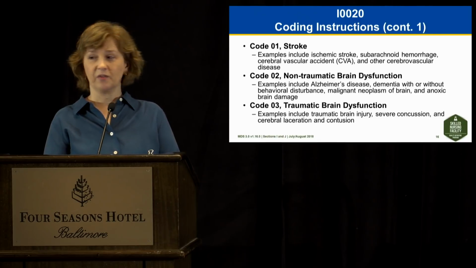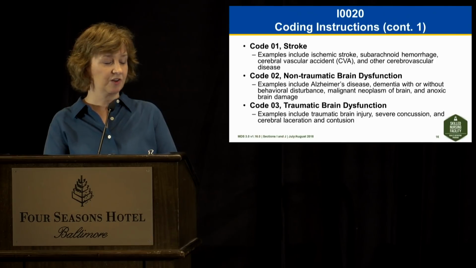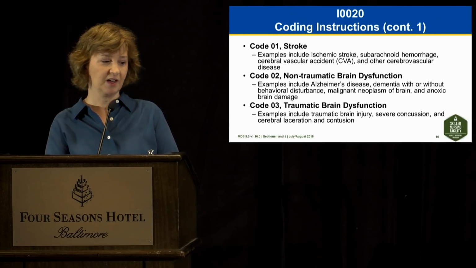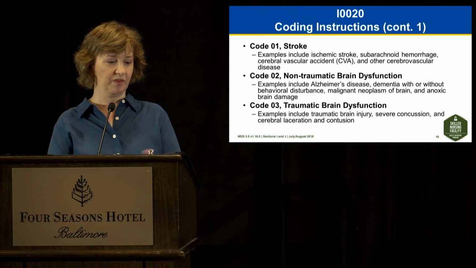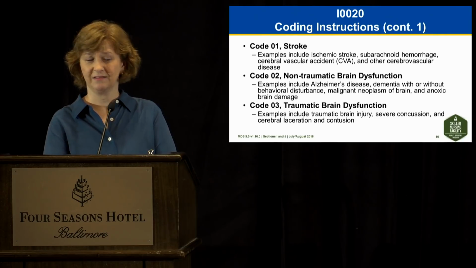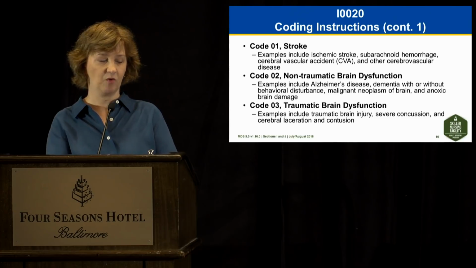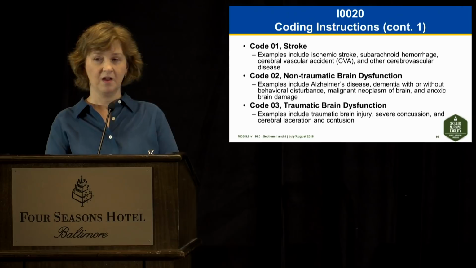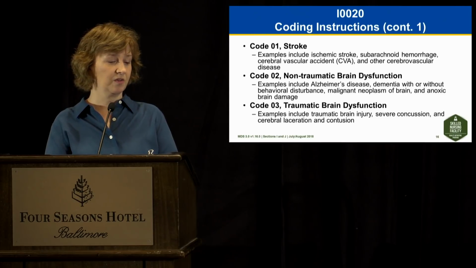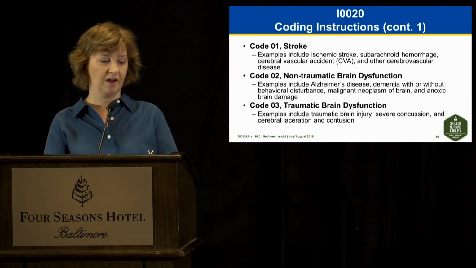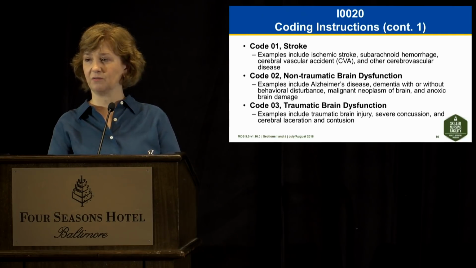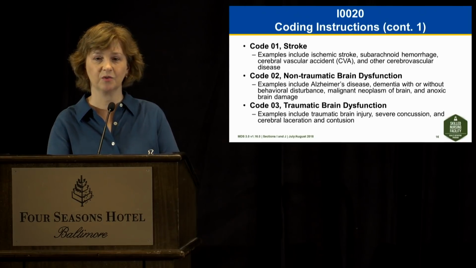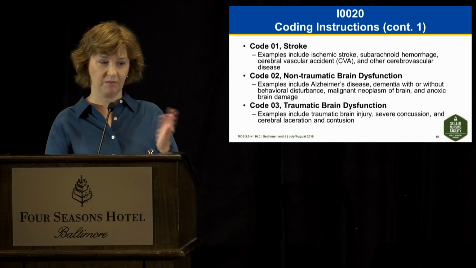The second category, so this would be coded 02, is non-traumatic brain dysfunction. So examples of non-traumatic brain dysfunction diagnoses would include something like Alzheimer's disease, dementia with or without behavioral disturbances, malignant neoplasm of brain, perhaps with or without surgery, or perhaps anoxic brain damage. And so that could obviously have quite a few causes, but that would be the diagnosis. Code 03 is used for somebody who has had a traumatic brain dysfunction. And so that would include a traumatic brain injury, a severe concussion, laceration, or contusion. So this could be perhaps as a result of a car accident or other traumatic event where the person maybe fell and hit their head.